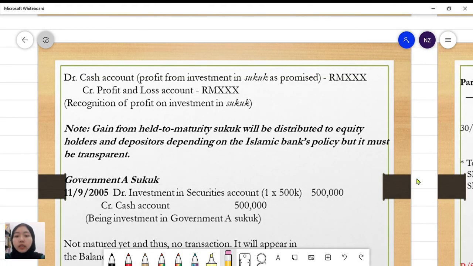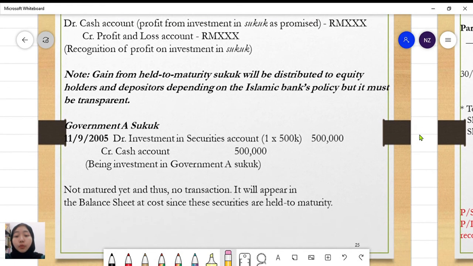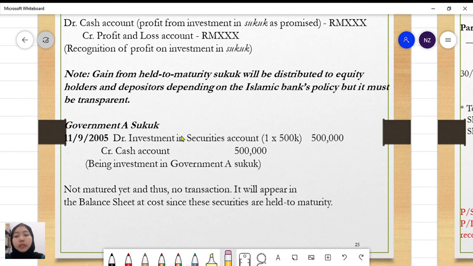Okay, now we move to government A sukuk. Government A sukuk also has the same steps. This is the acquisition date. This is how you record debit investment in securities account.